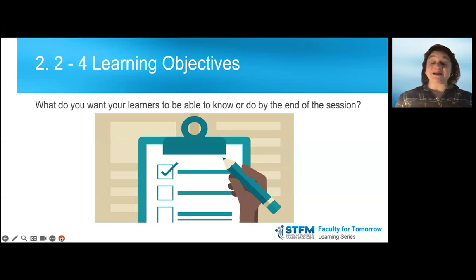Now, sometimes we can put together a presentation and the learning objectives can become kind of an afterthought. Oh, that's right. I got to write learning objectives. But I would argue that if you're really trying to do an intentional presentation with very concrete focus, then creating your learning objectives at the beginning will really help you focus your presentation.